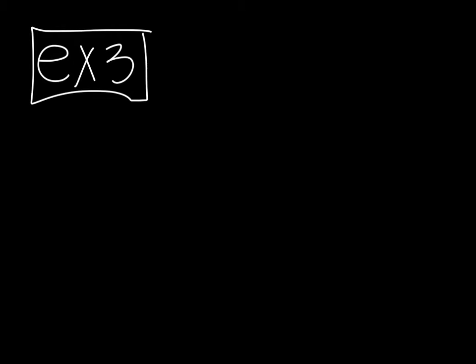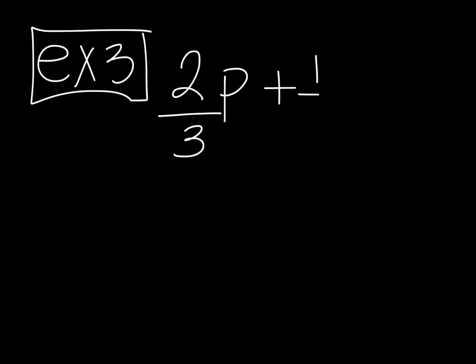All right. Example 3. We have 2 over 3p plus 1 over 5 equals 4 over 5. All right, here's fractions. I know you guys hate fractions, but we're going to get rid of this. Notice they both have a 5.